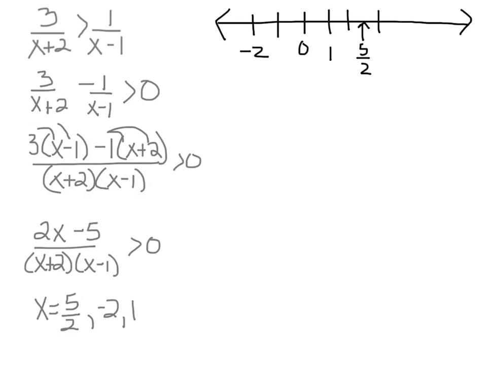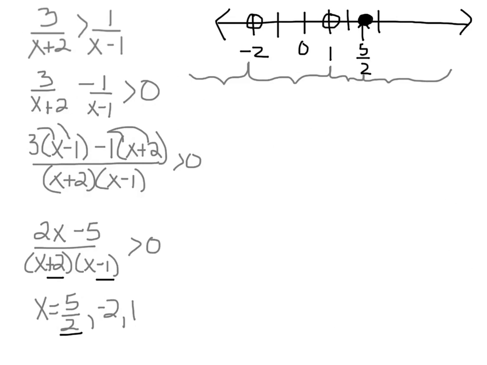Alright, so -2 and +1 are the asymptotes. It can't actually equal that, so I'm going to put open circles on those. And then 5/2 is the x-intercept, so it can be that. I'm going to put a closed circle on that. So we actually have 4 regions now. We have everything less than -2, then -2 to 1, 1 to 5/2, and 5/2 to infinity. That means we have to test one value in each region.